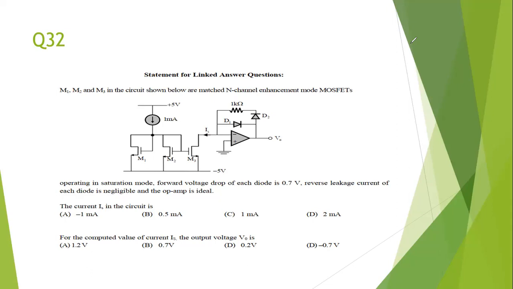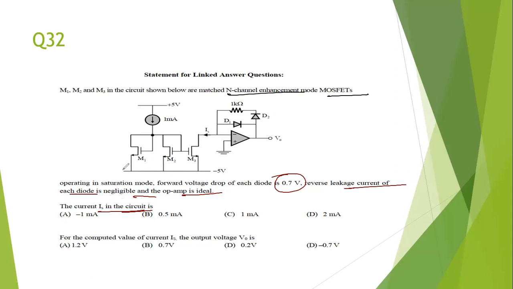The question is: M1, M2, M3 shown below are N channel enhancement type MOSFETs. This is 1 milliampere, this is 5 volt. They operate in saturation mode, the forward bias drop voltage is 0.7 volt, and the reverse leakage current of each diode is negligible. The op-amp is ideal. The current IS in the circuit is what?